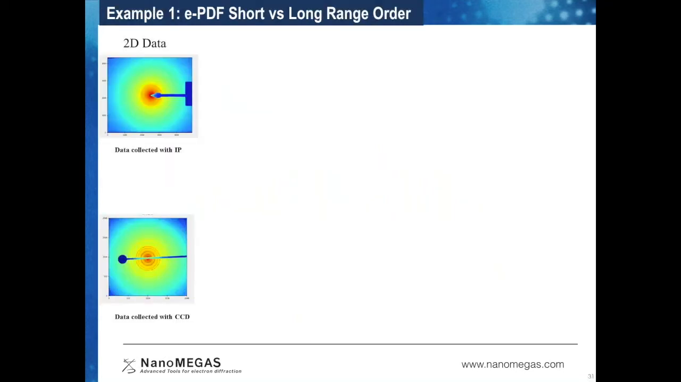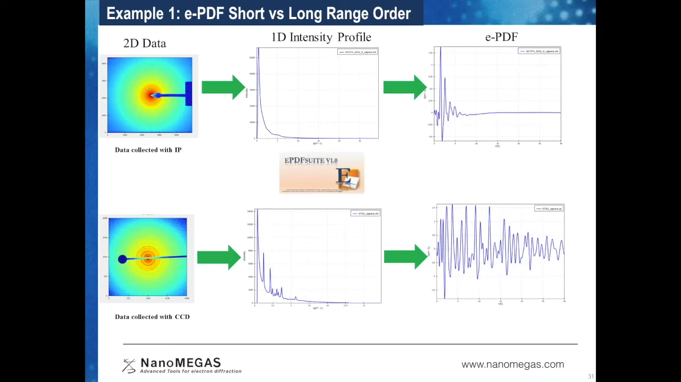Next, I'll show you a few examples. Here I'm showing an example of two types of materials. One is an amorphous material and another one is a nanomaterial, where data was collected using an image plate and a CCD detector respectively. Subsequently, it was converted to ePDF using the ePDF suite software. From the calculated PDF, you can see that for the amorphous material there is no peak after 7 Angstrom, and for the nanomaterial there are peaks in the entire r range, as expected.